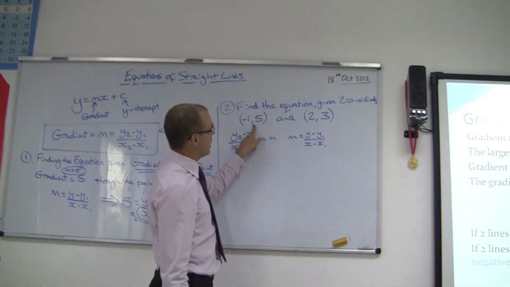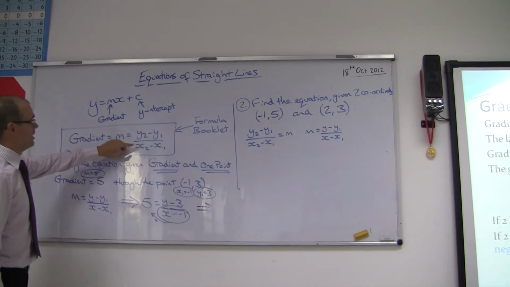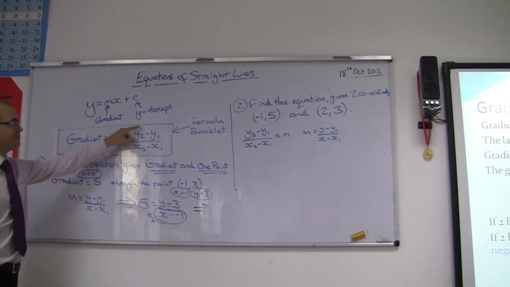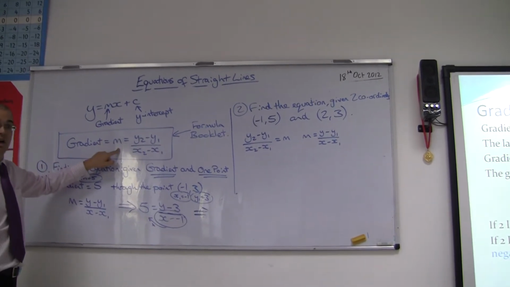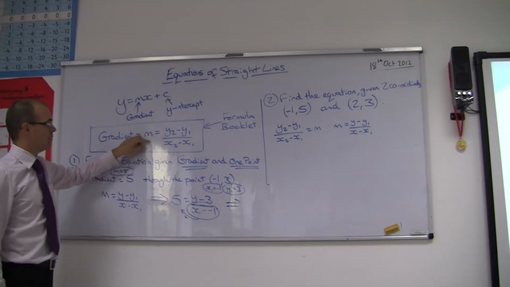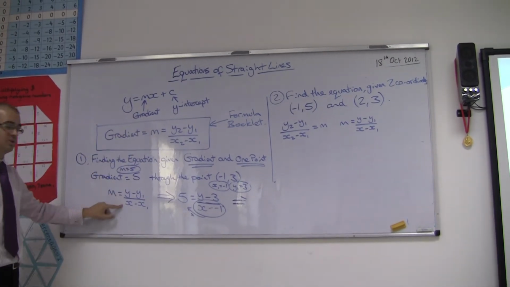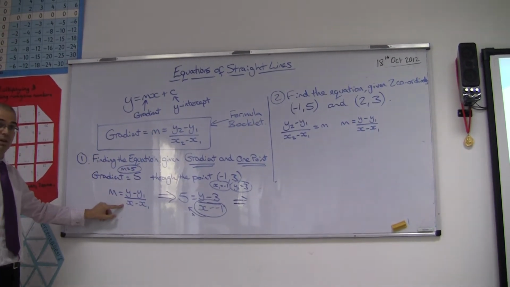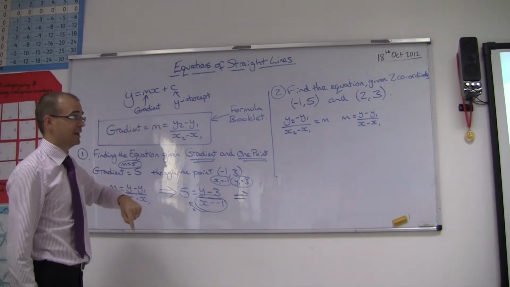Coordinates minus 1, 5 and 2, 3, we still want to find the equation. Now you're saying to me, okay, from the formula booklet, this bit gives us one coordinate and two coordinates, so can't we just use that? Yes, you can if you want, because then you can calculate the gradient and go on to using this formula. But at the moment we don't actually have a gradient, so I can't just substitute that in.